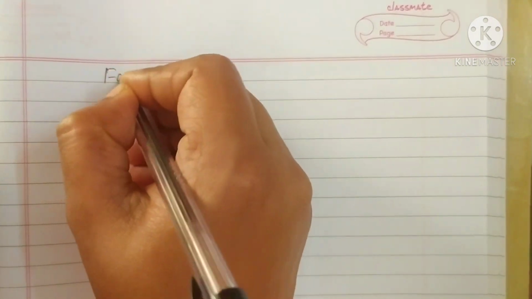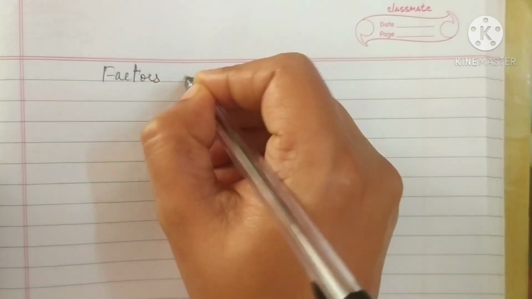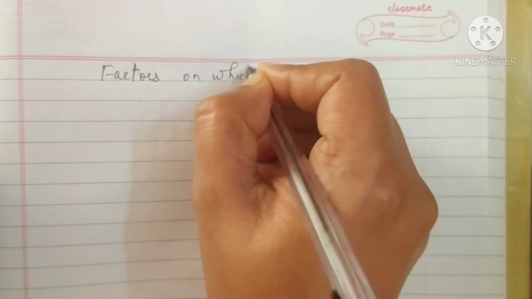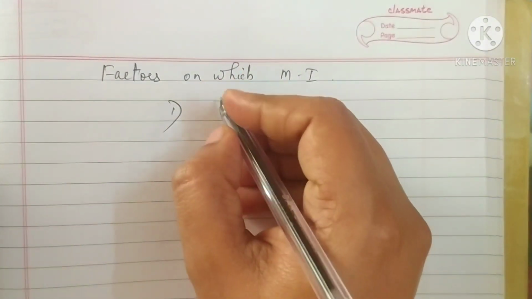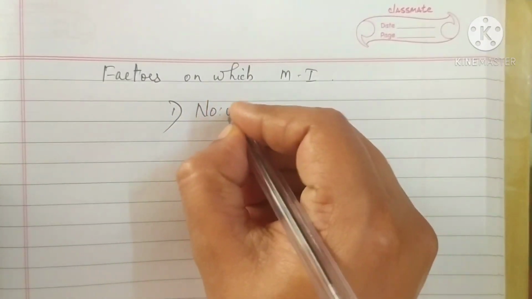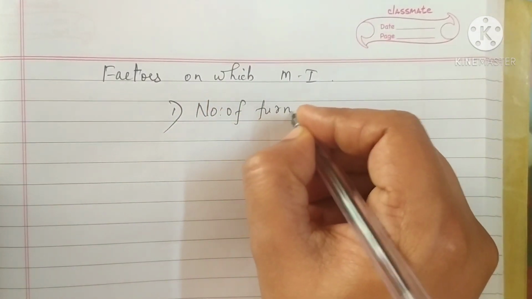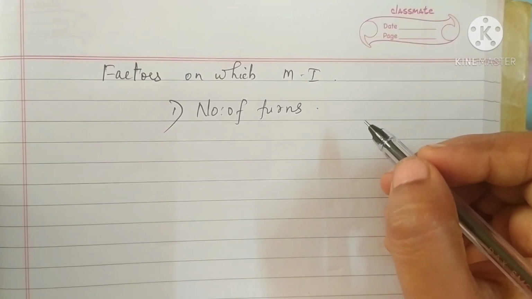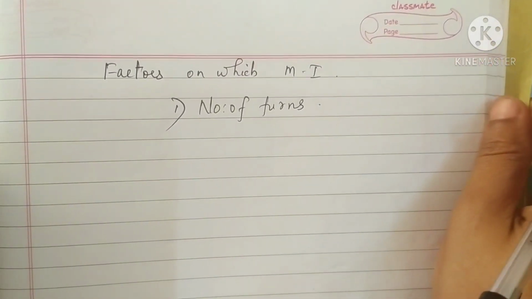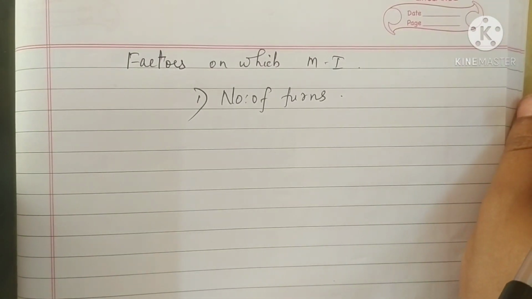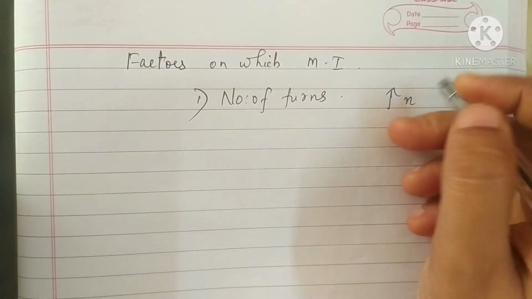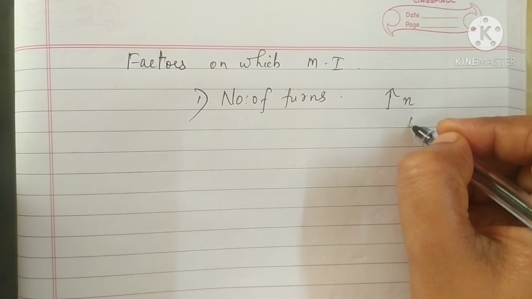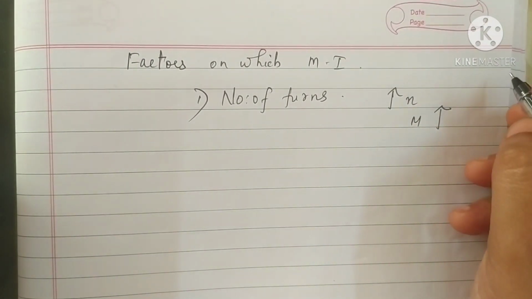And what are the factors on which mutual inductance depends? First one, as you know, is the number of turns. If the number of turns of the solenoids is larger, greater will be the mutual inductance. If the number of turns is larger, mutual inductance will also increase.